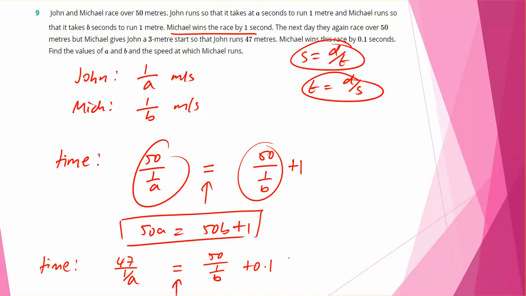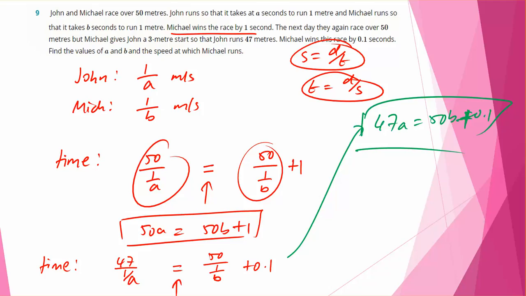Again, I'm going to rearrange the equation to make it a nice equation to work with. I've got to remove fractions: 50B plus 0.1. So there you go, I've got two equations, and I want to solve them simultaneously. I've got 50A equals 50B plus 1, and 47A equals 50B plus 0.1.